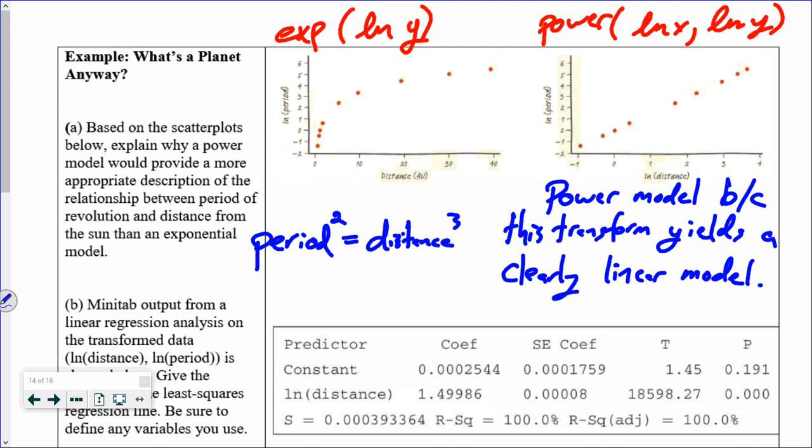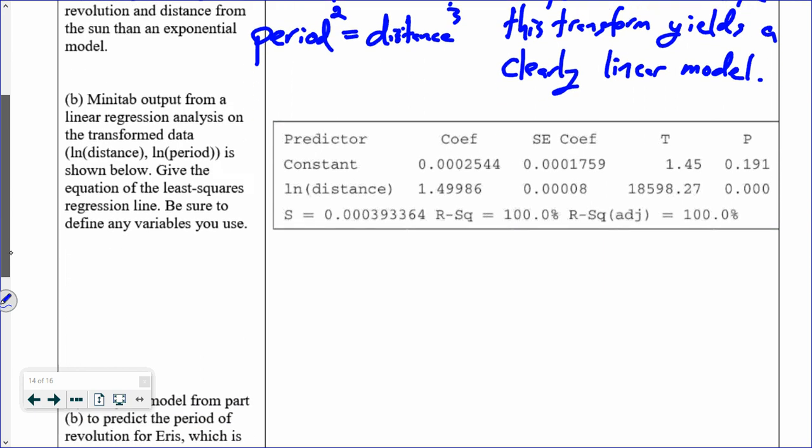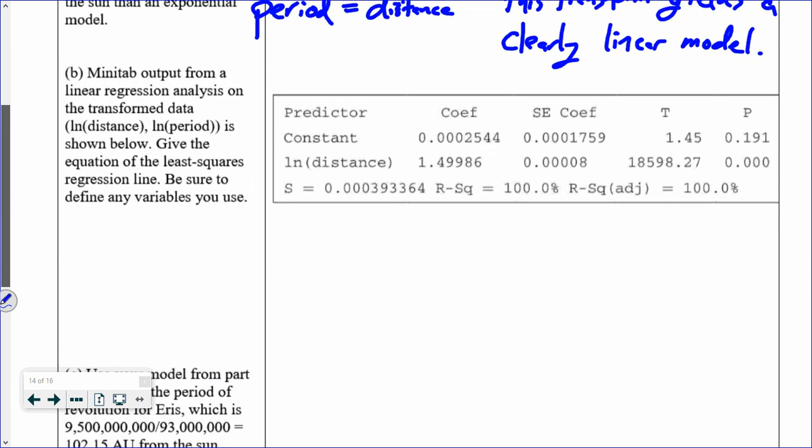So clearly, looking at these two, it's a power model. The powers are fixed. The explanatory variable is down in the base, and that's what's changing. This may be 3 and 2. Don't quote me on this. That's remembering 5-10 years back to astronomy back at University of Nebraska-Lincoln. So Minitab output for linear regression analysis on the transform data, ln distance, ln period. If you see that, you know it's going to be a power model.